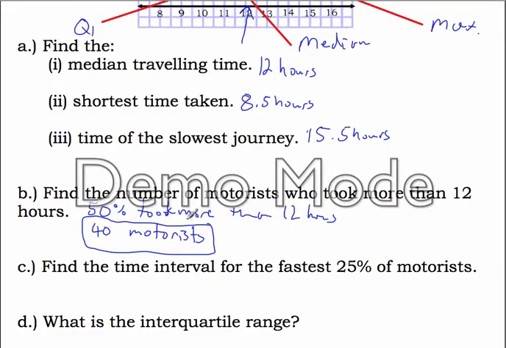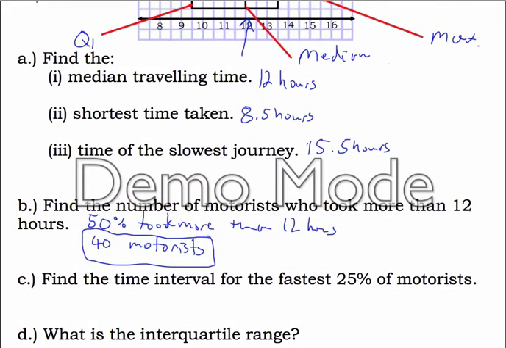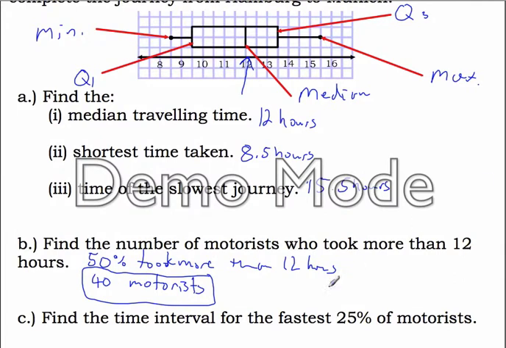Find the time interval for the fastest 25%. So the time interval for the fastest 25% would be right here. Okay, that's your upper quartile to the maximum. So that's 12 hours to 15.5 hours. Okay, or we can write it like this. T is less than or equal to 15.5, greater than or equal to 12.